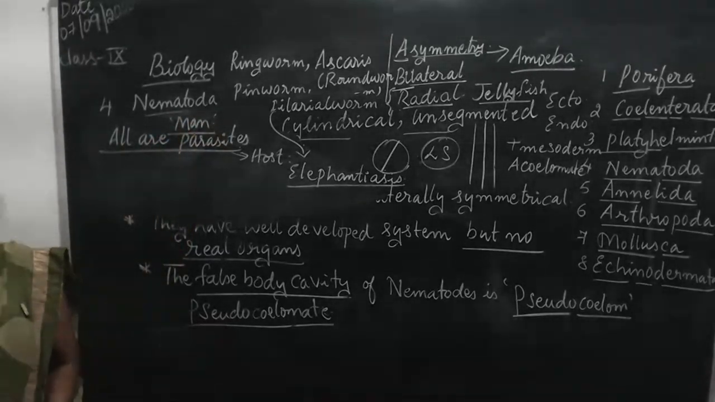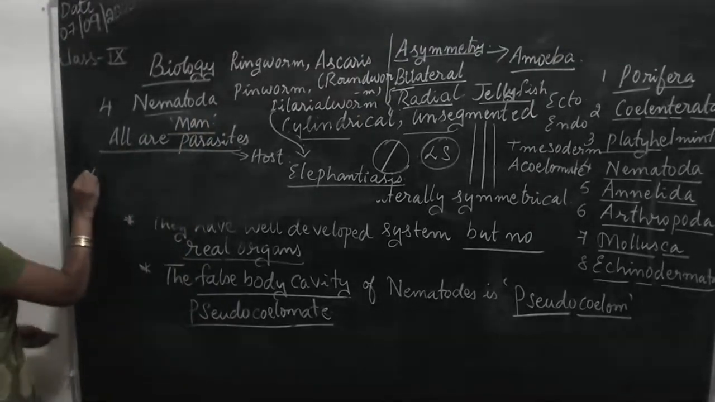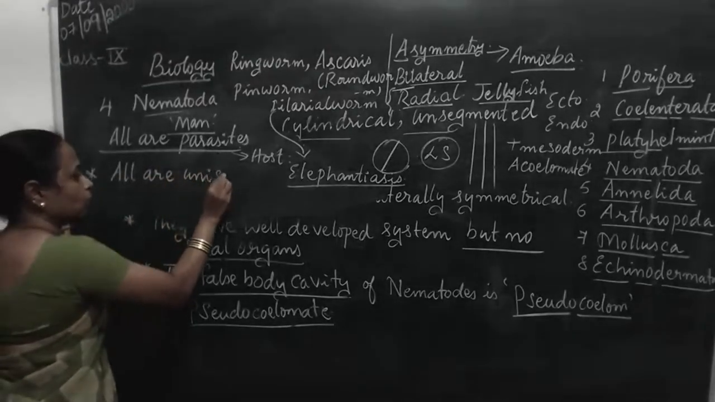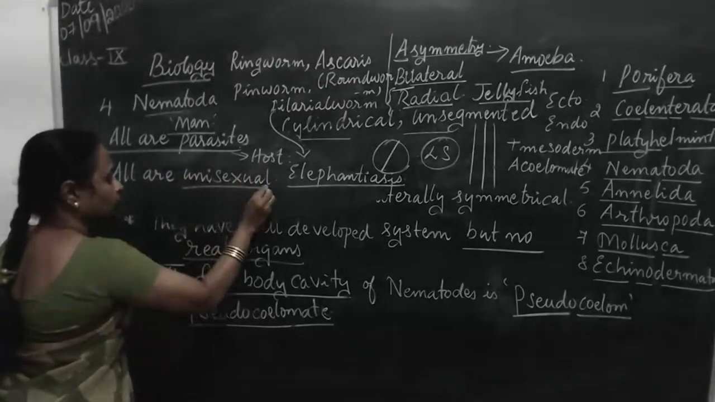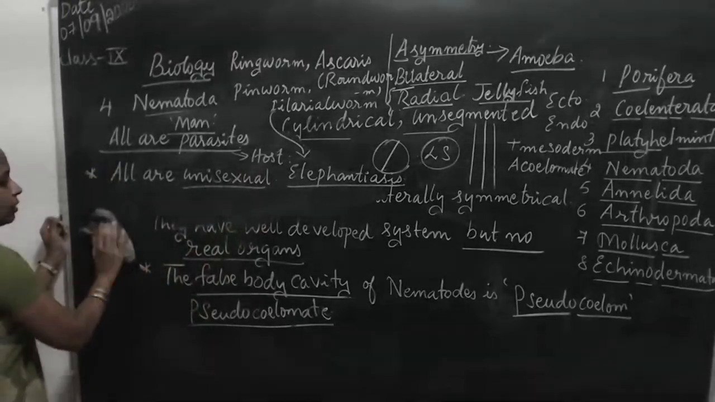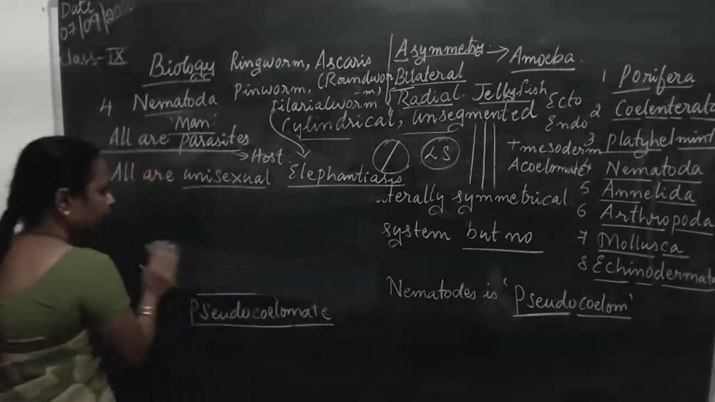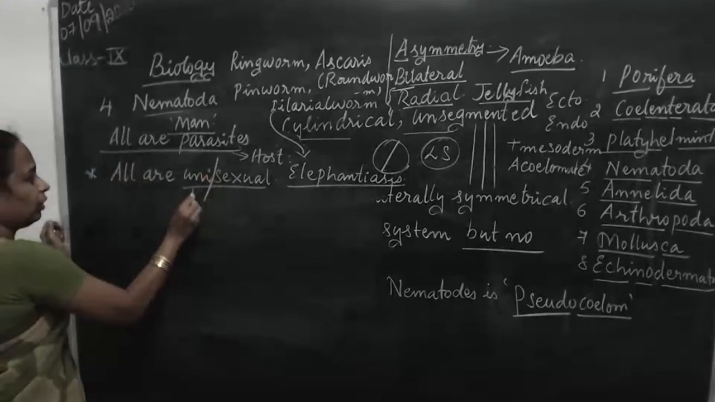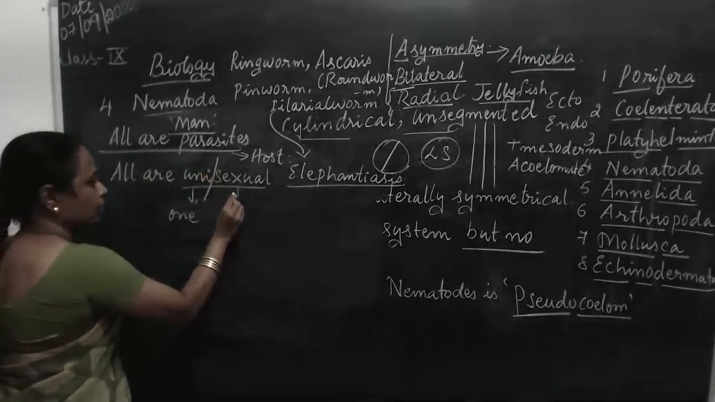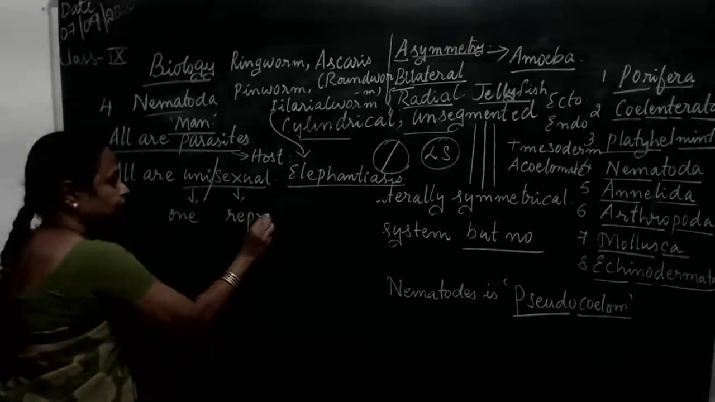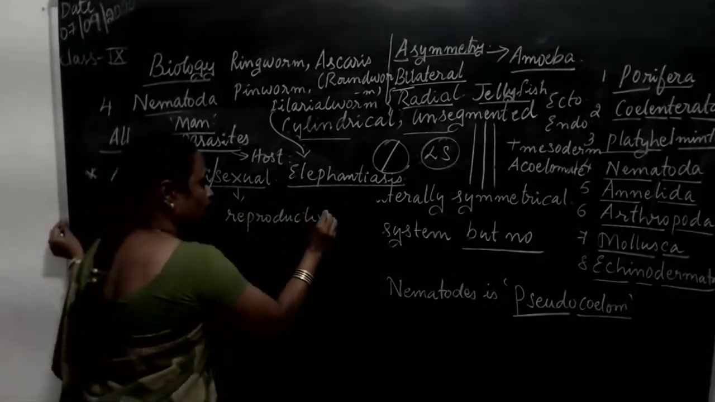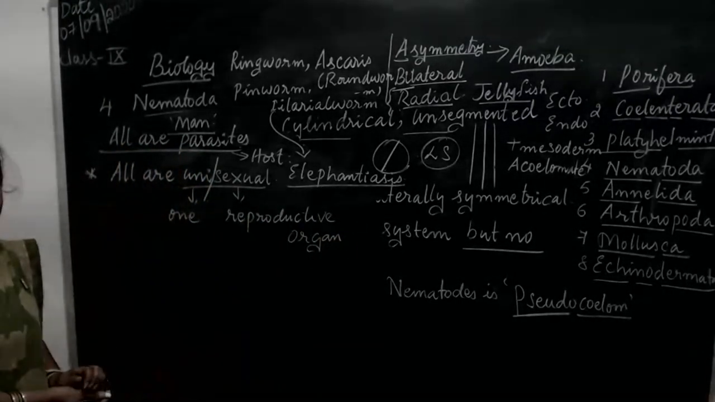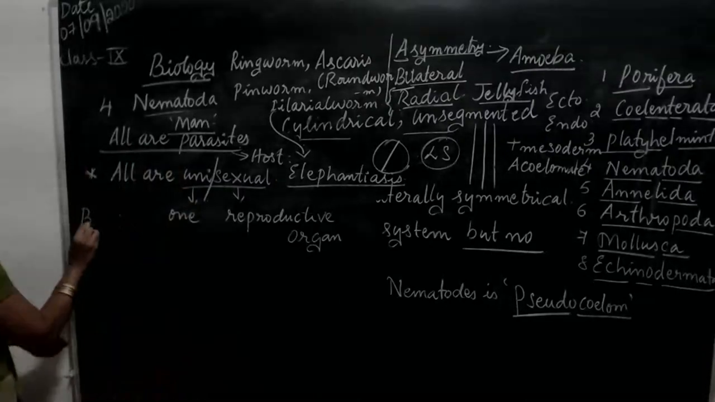Then you are coming across a new term, that is, all are unisexual. In order to explain this term, you should have a basic idea of the reproductive system. Uni means one, and sexual means reproductive organs. So based on the reproductive organs, we can divide the organisms as unisexual and bisexual.